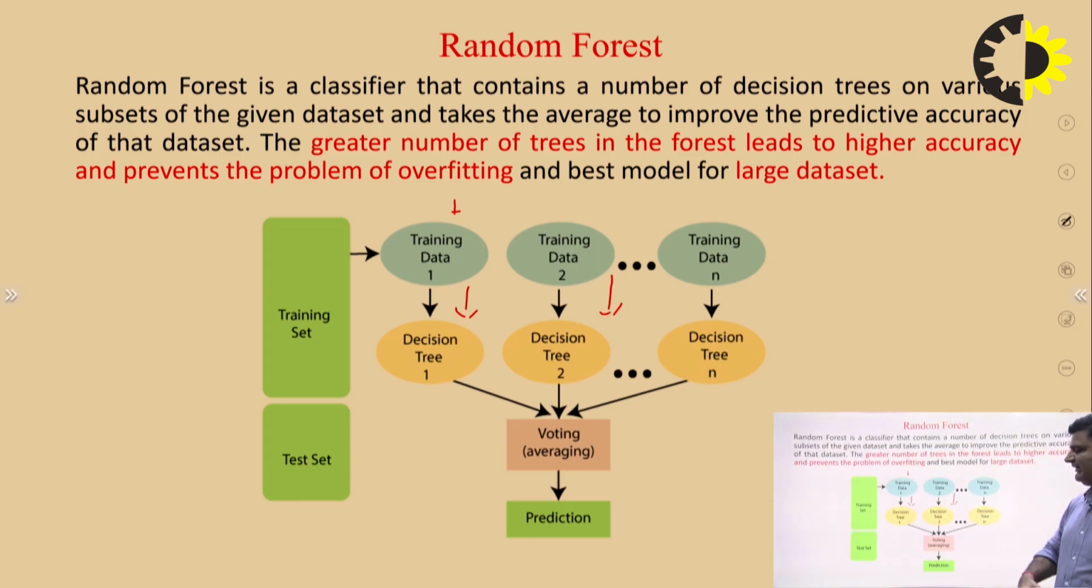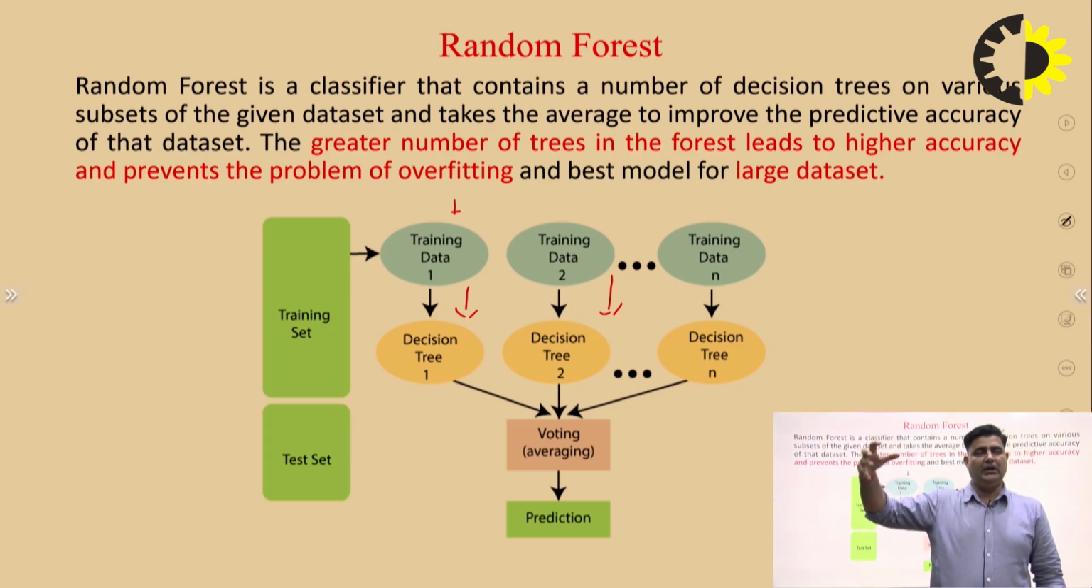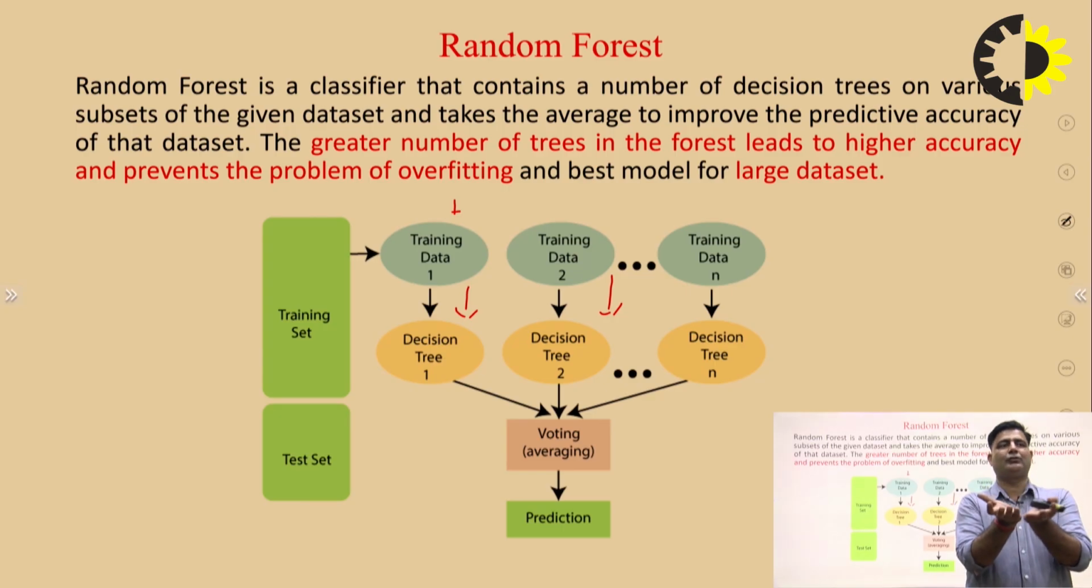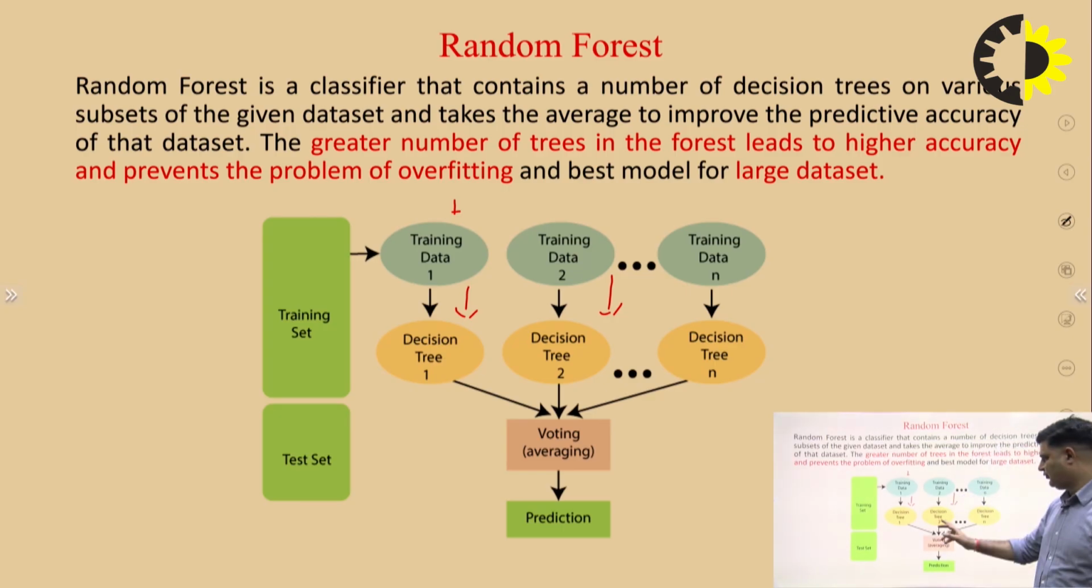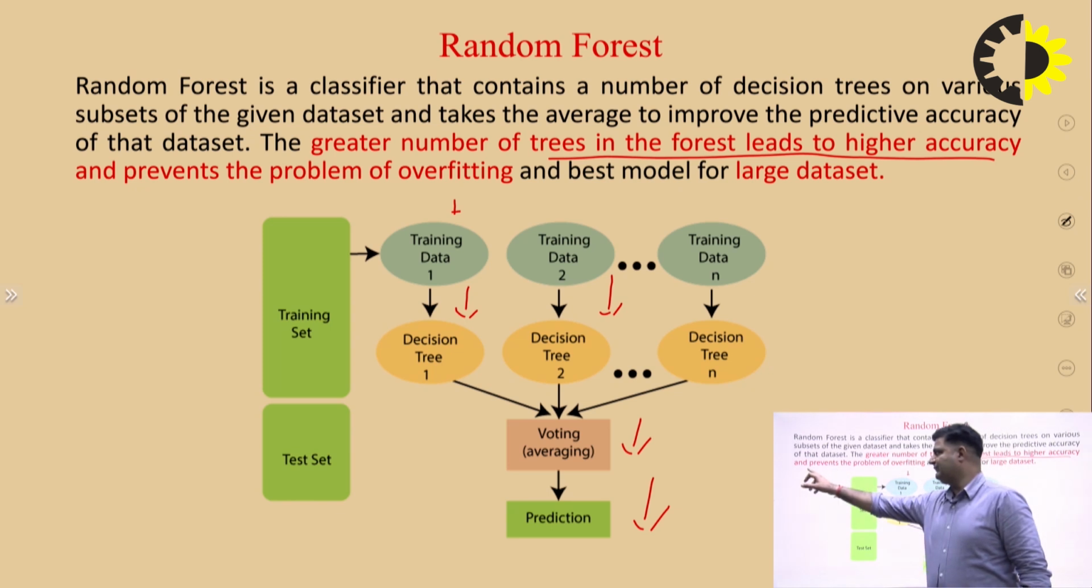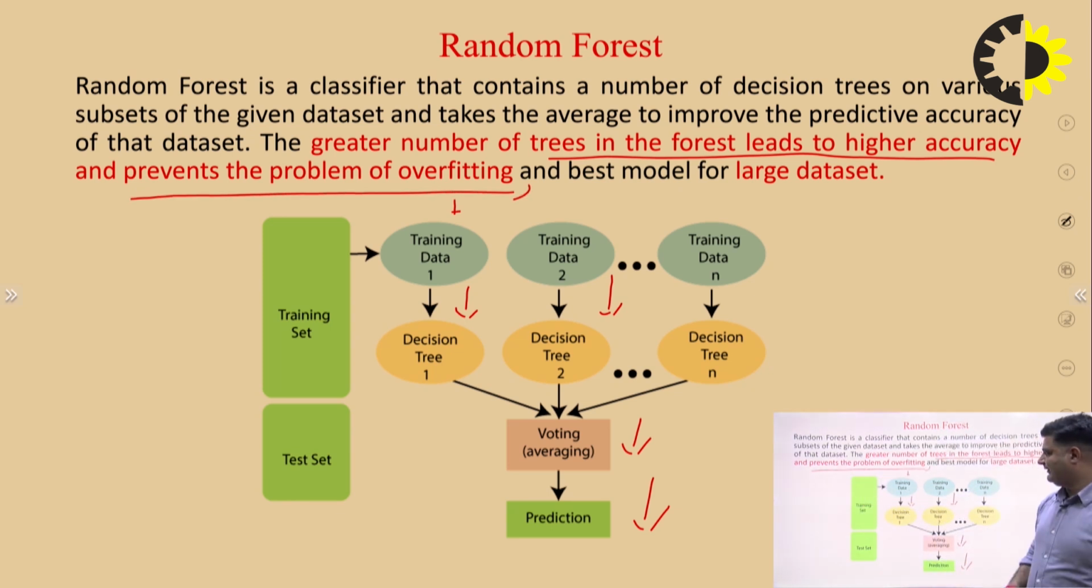So what happens is we divide the data set among a number of decision trees, and on the basis of this we take the average of their outputs. So decision trees 1, 2 and 3, with their Boolean classifiers, we take the average and finally give the output. A greater number of trees in the forest leads to higher accuracy. Let's suppose the data size is very large and we increase the number of decision trees.